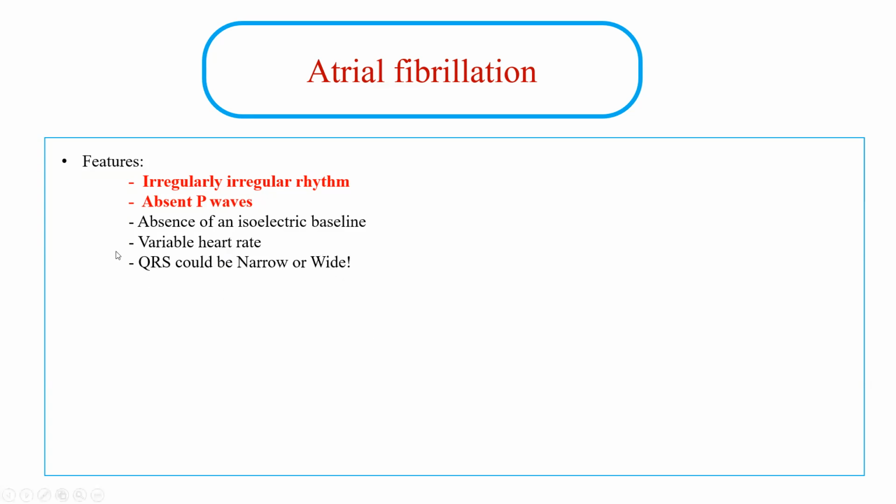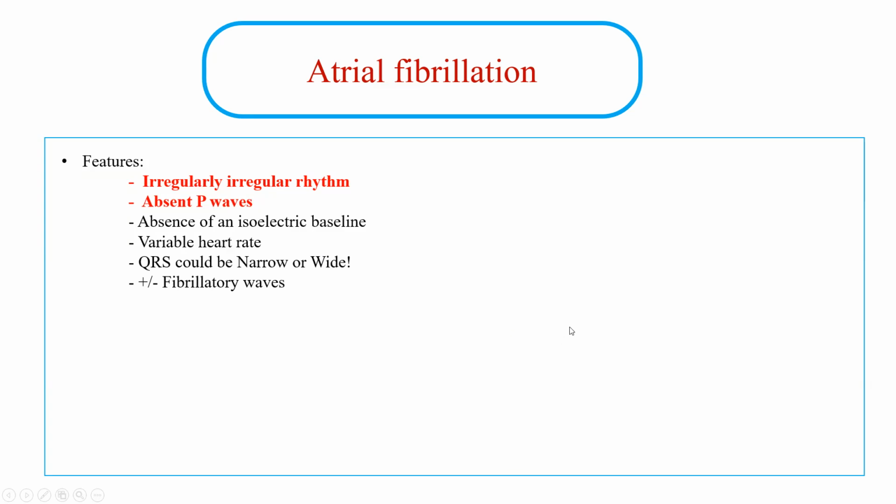Number 4 is the QRS complex itself. It could be narrow, which is the most common cause, or could be wide, and we will talk about the wide QRS complex atrial fibrillation in a while. The last feature is the presence or absence of fibrillatory waves. Sometimes between the two R waves, we can find small fibrillatory waves.